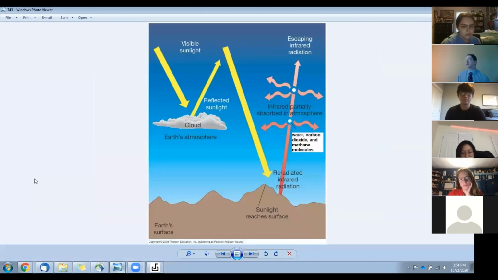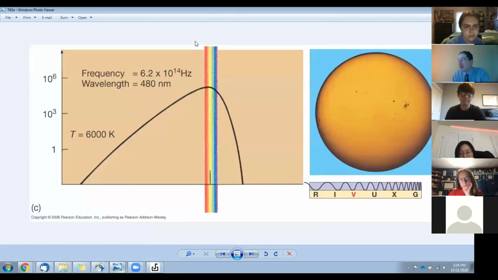So on Earth, how does it work? Well, we have light coming in from the sun, and that light that makes it through the atmosphere will primarily be visible light, as it indicates here in this figure. Now think back to the solar spectrum. The sun is a thermal emitter, black body, about 6,000 degrees Kelvin. So here we see the shape of the black body, and here we see the visible part of the spectrum.